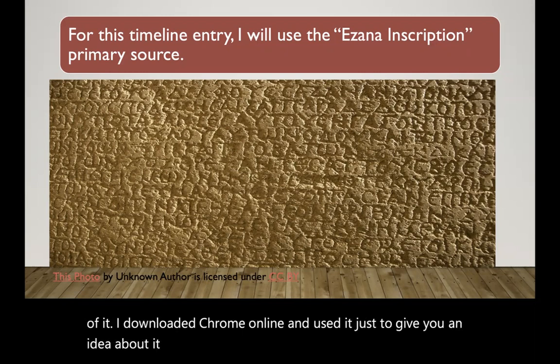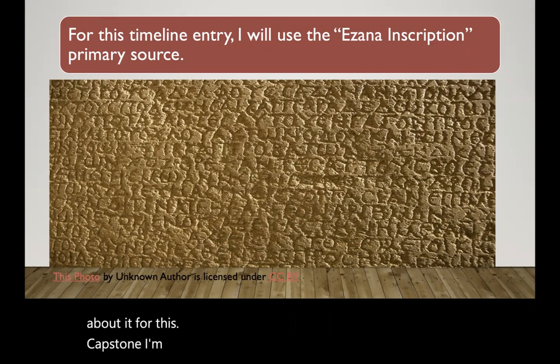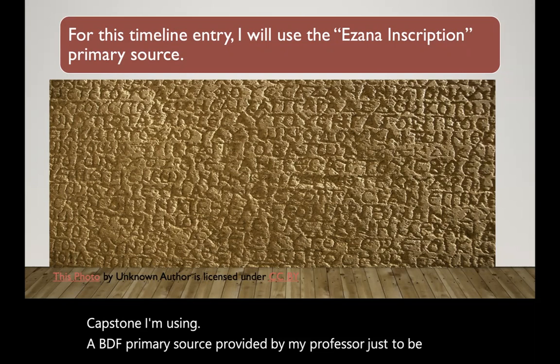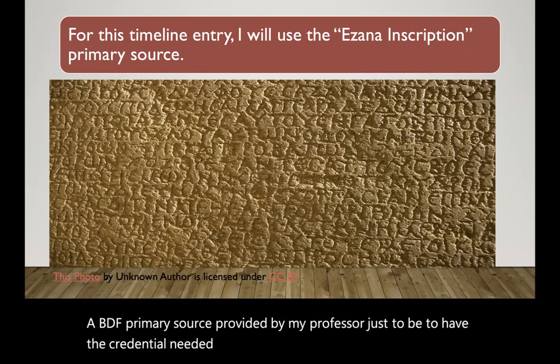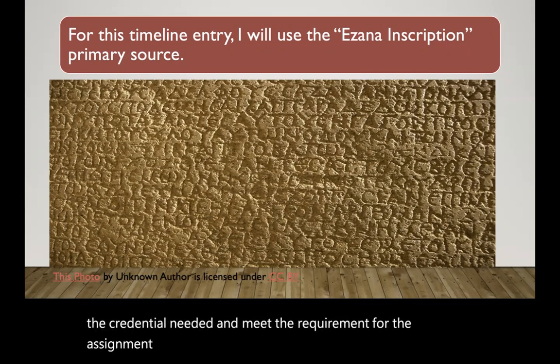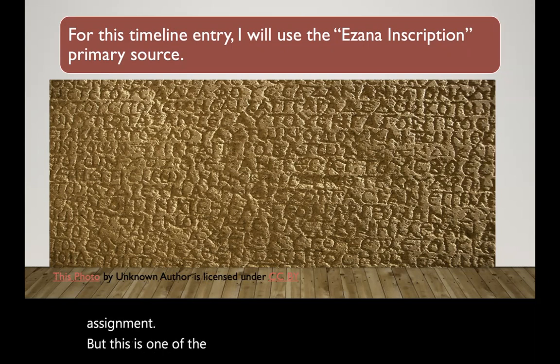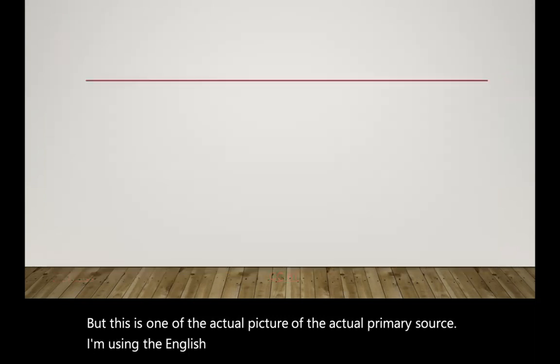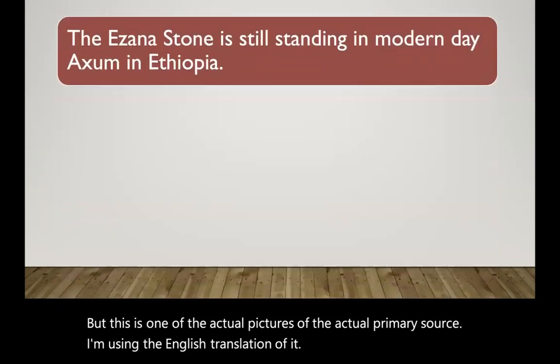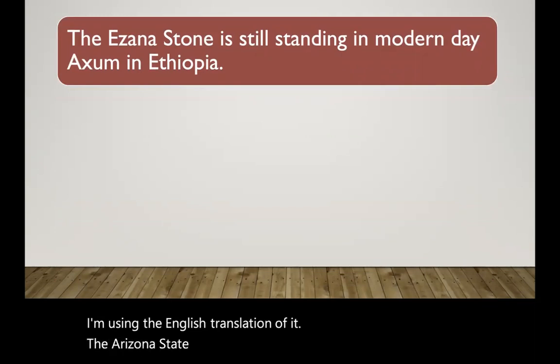For this capstone, I'm using a PDF primary source provided by my professor, just to have the credential needed and meet the requirement for the assignment. But this is one of the actual pictures of the actual primary source. I'm using the English translation of it. The Ezana stone is still standing in modern day Axum in Ethiopia.